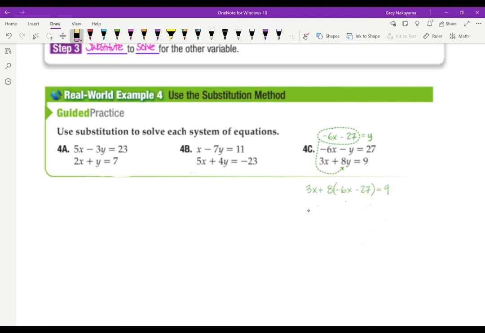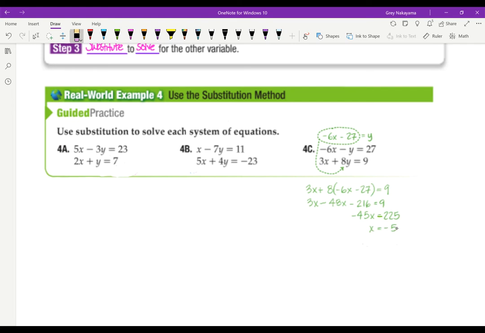So then I'm going to distribute. So 8 times negative 6 and 8 times negative 27. And then I'm going to bring the 216 over and combine my x's. So that's going to give me negative 45x equal to 225. So x equals negative 5.